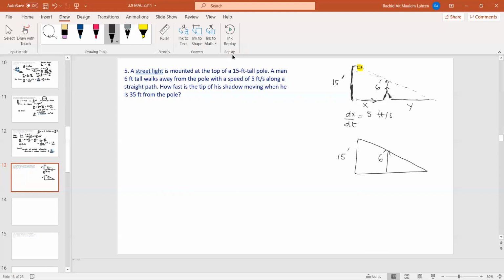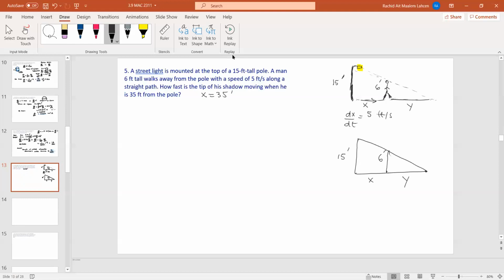So this is the difficult part with this one. And once you do this, it still becomes not easy to see. So the question is, how fast is the tip of his shadow moving, right? So this part, when he is 35 feet from the pole, so when x is 35 feet, all right?